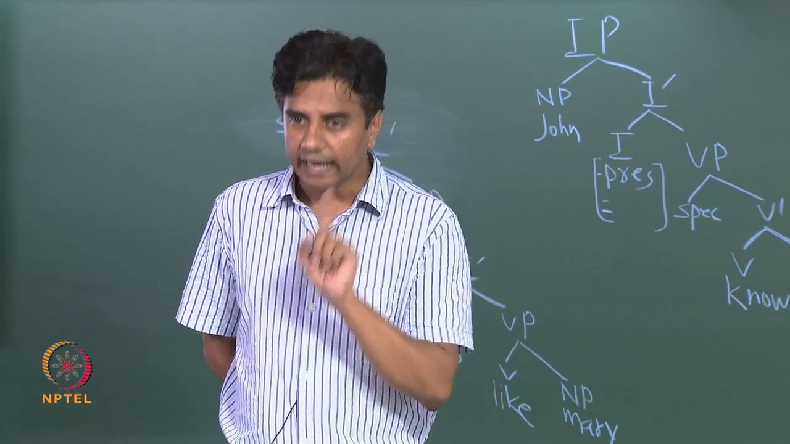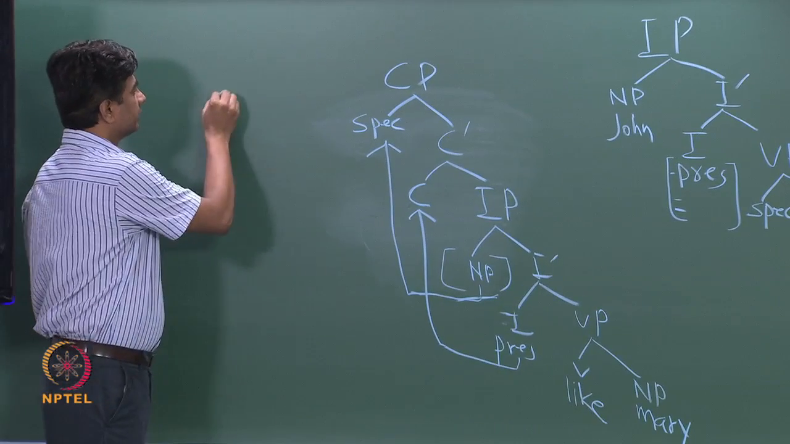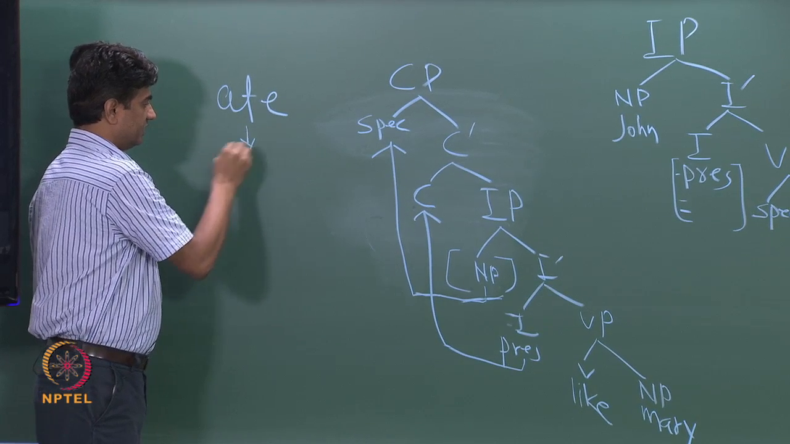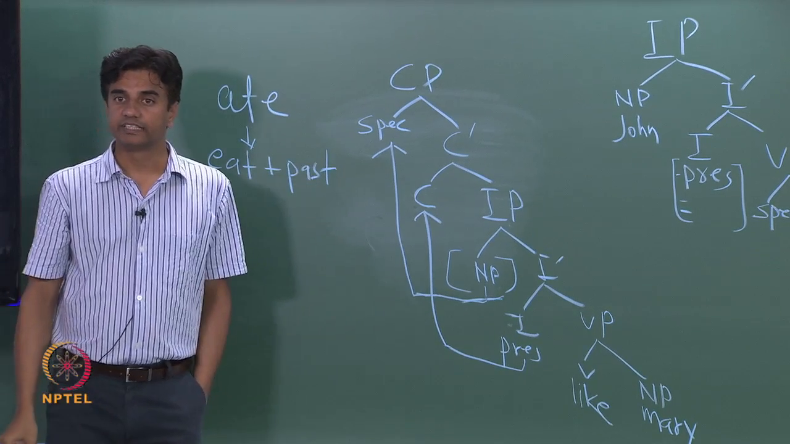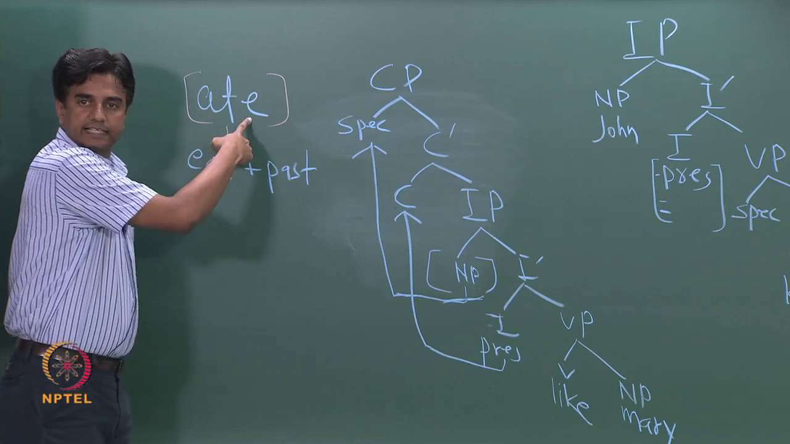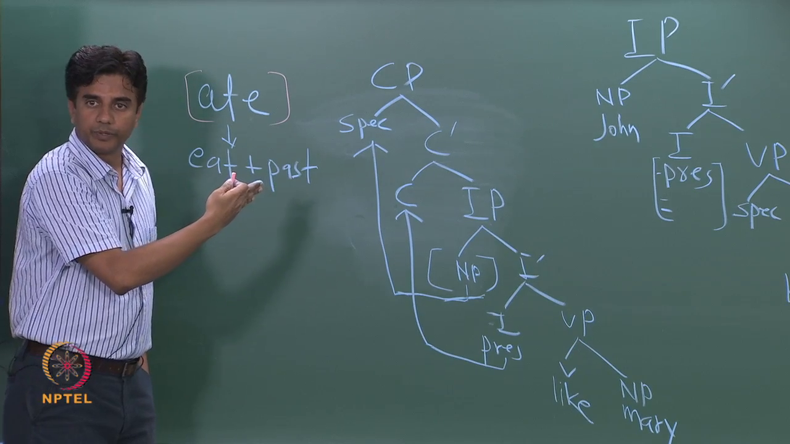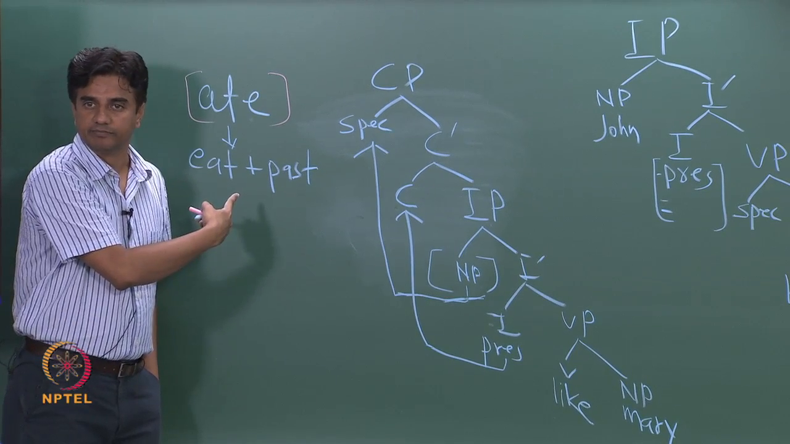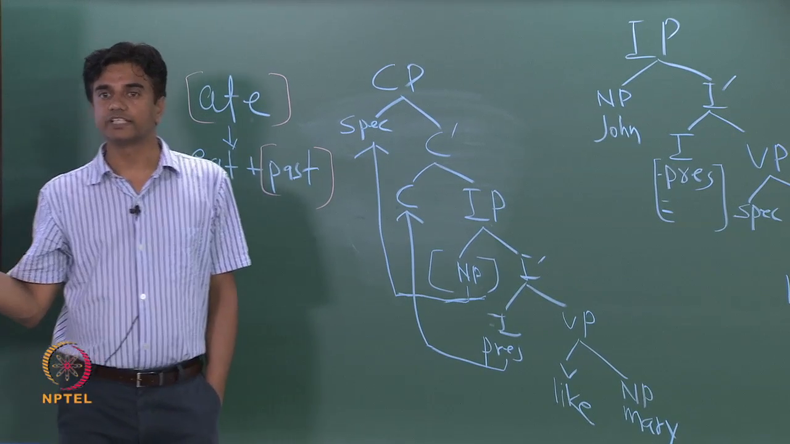Now, ate, okay, let me use this space. The word ate is actually eat plus past, right? Which we get to see as the way this exists. It sounds a little bit too much to separate them into two. But sometimes actually human mental computation works on this and separates this element out of this. Therefore, you see the sentence like this.